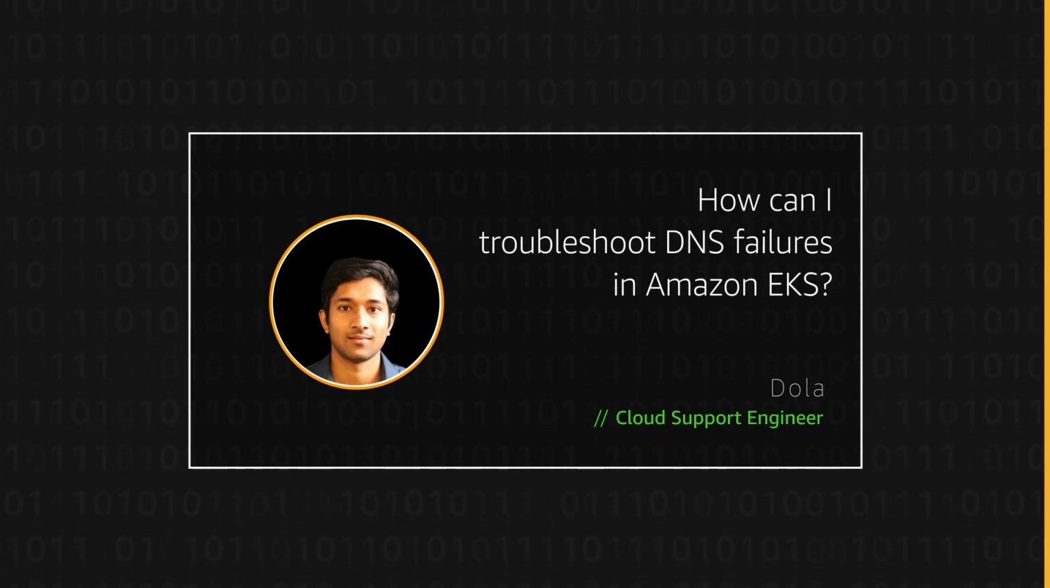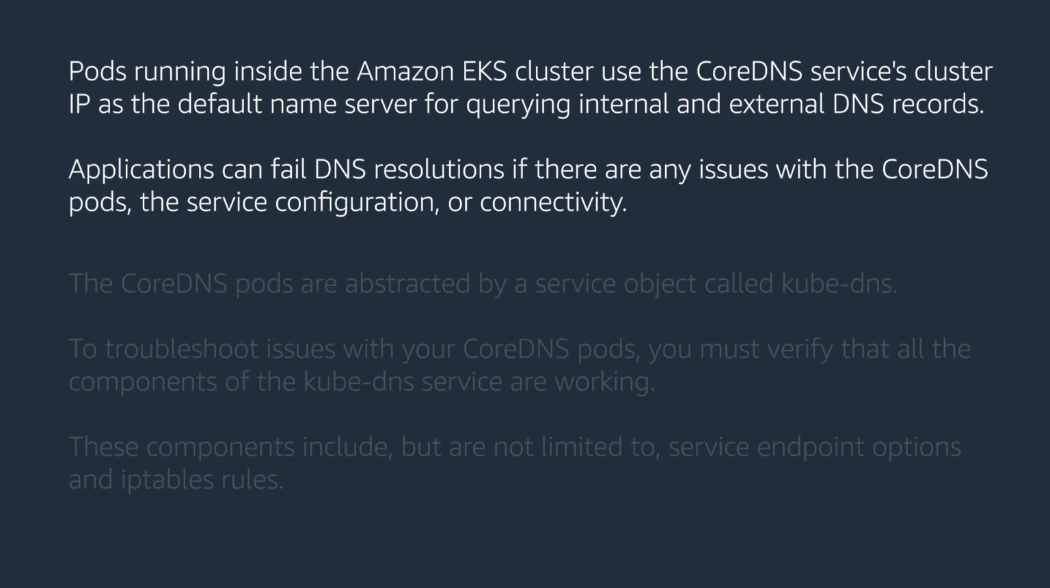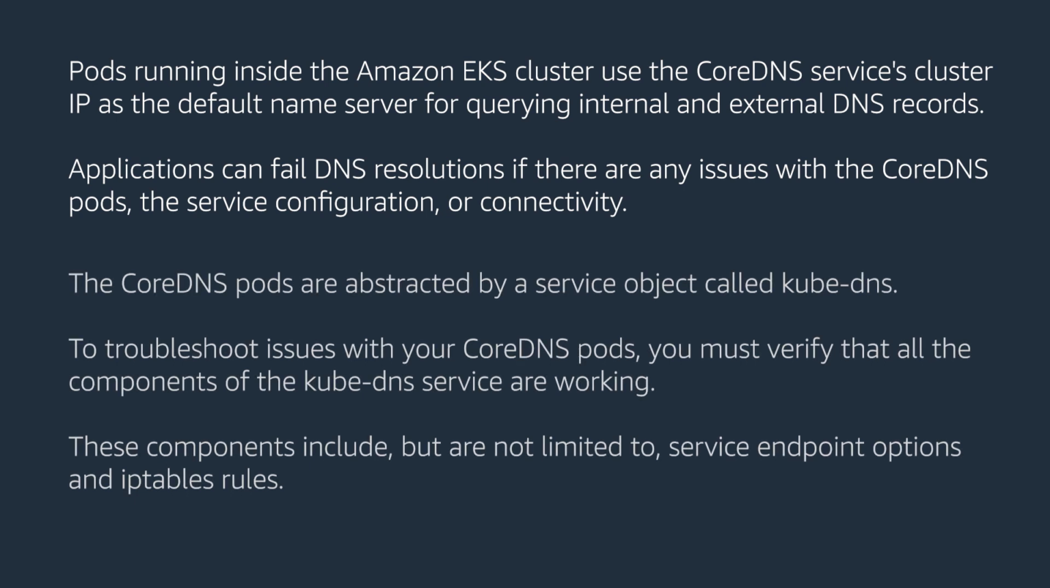Let's get started. Pods running inside the Amazon EKS cluster use the CoreDNS service cluster IP as the default name server for querying internal and external DNS records. Applications can fail DNS resolutions if there are any issues with the CoreDNS pods, the service configuration, or connectivity. The CoreDNS pods are abstracted by a service object called kube-dns.